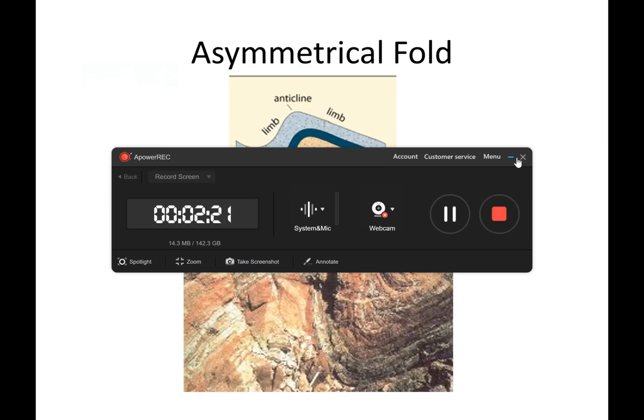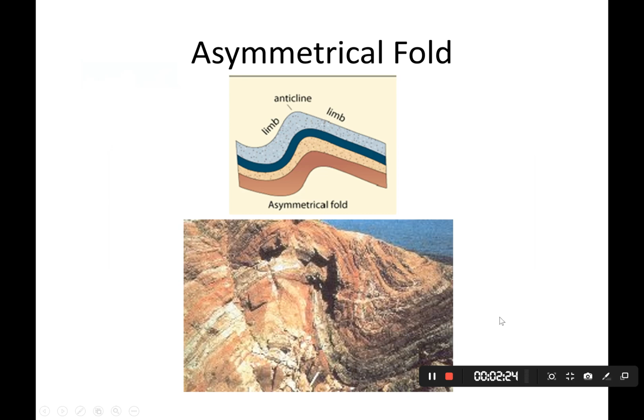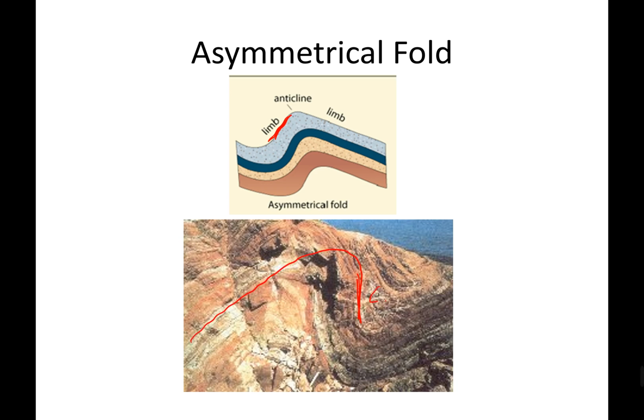Next one is asymmetrical folding. In this case, the slope of one limb is steeper than the other. So this limb here is steeper. Does that make sense? And here we have the steep limb. You can see this limb here is much steeper than this limb here. This is because more pressure has been applied from one side. There's been greater pressure here than there has been here, so you get an asymmetrical fold.